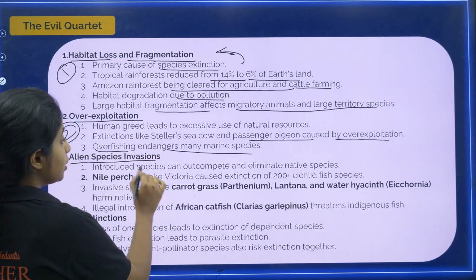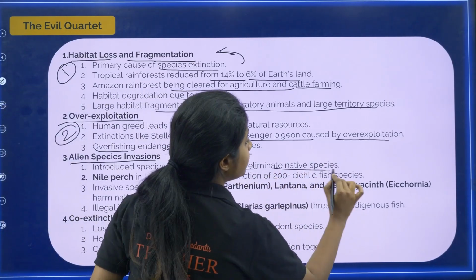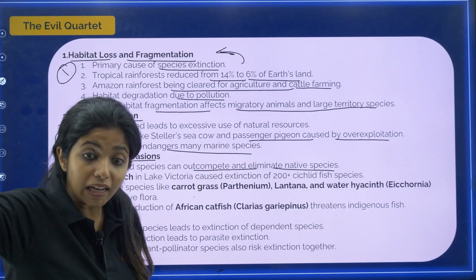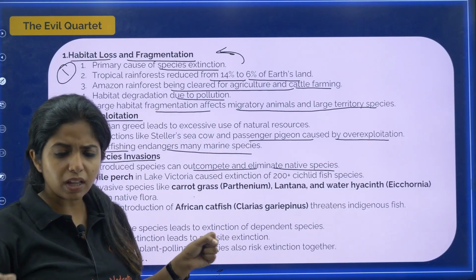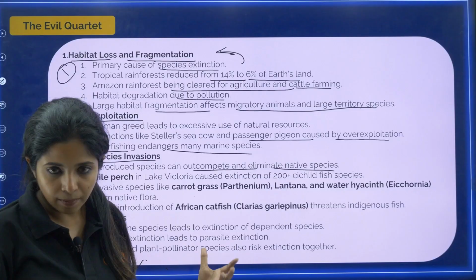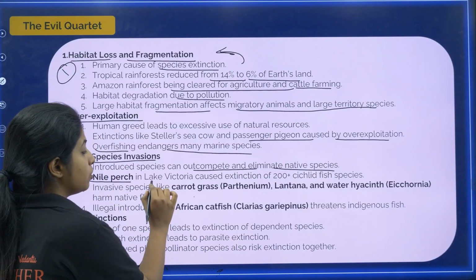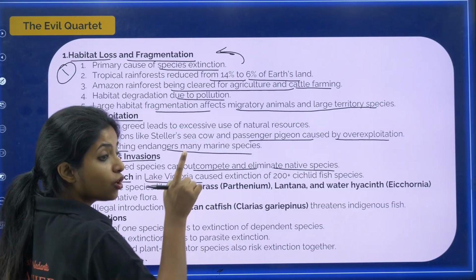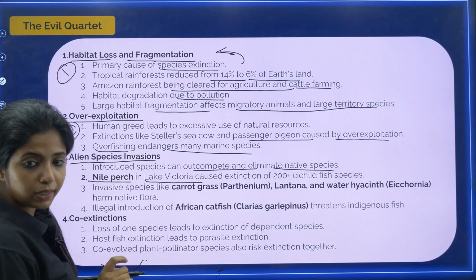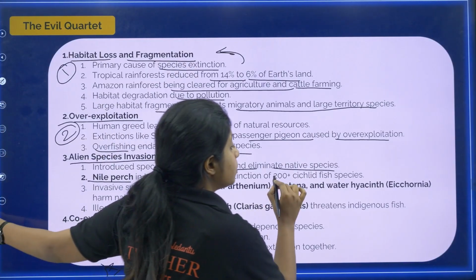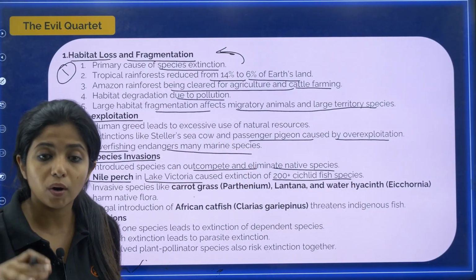Okay, so introduced species can outcompete and eliminate the native species. So what happens? The organisms that we are bringing from outside are going to compete with our organisms and not let them live. So the Nile perch was one thing that was introduced into Lake Victoria, and when the Nile perch was introduced, my dear children, it caused the extinction of 200 plus cichlid fish species which were already there.